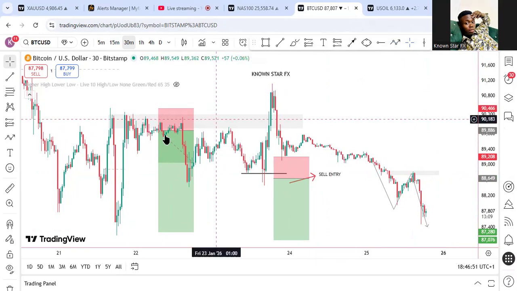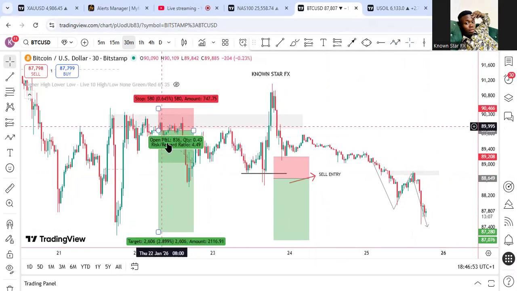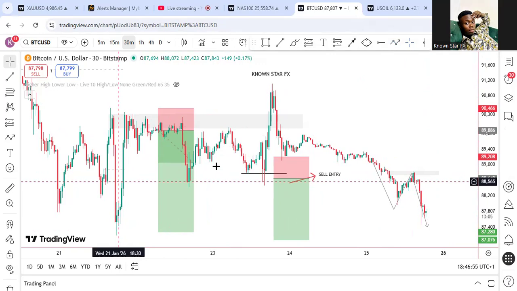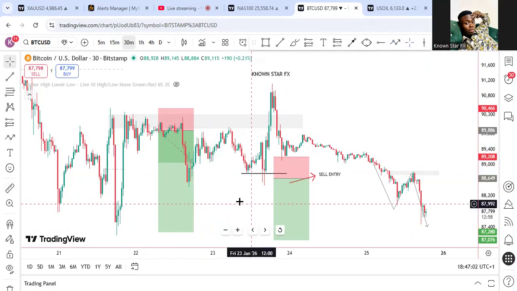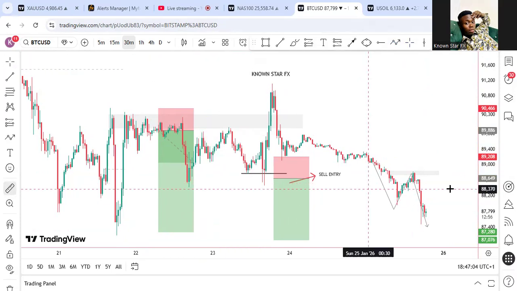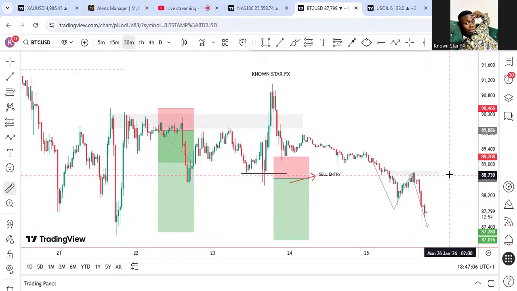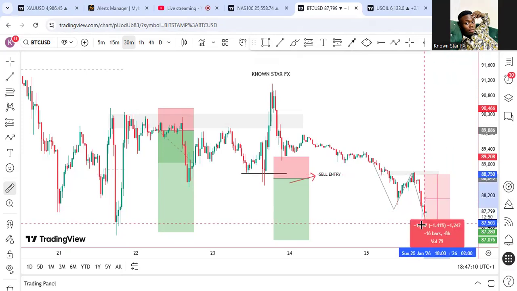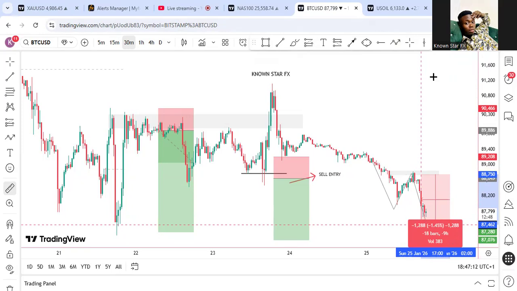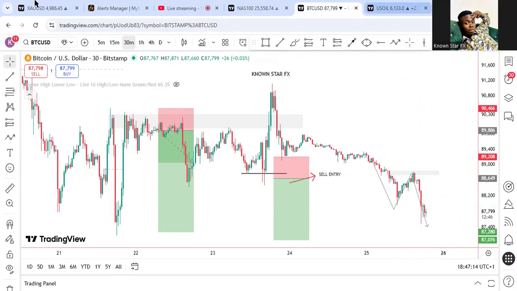This was the sell I sent in on Thursday, and it moved well from entry. It moved about 130 pips. This one that I made today moved about 120 pips as well, because BTC is strongly volatile right now. See, 128 pips. So that will be all for now, guys.